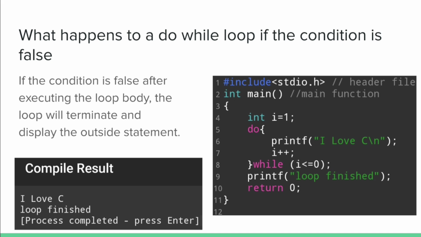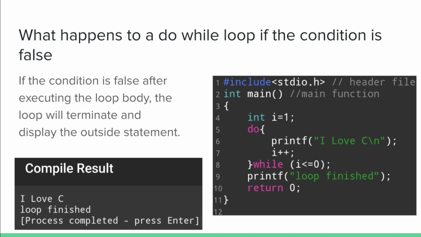Now, what happens to a do while loop if the condition is false? If the condition is false after executing the loop body, the loop will terminate. Terminate means exit and display the outside statement. For example, in this program, you can see outside the loop we have loop finished, and here the condition is false: i less than or equal to 0, but i is 1, which is greater than 0, so the loop should not execute in a while loop. But as it is do while, it will execute at least once. So you can see the output I love C, after that loop finished, meaning the first statement is inside the loop and the second statement is outside the loop. So we will get output at least once if we use a do while loop.